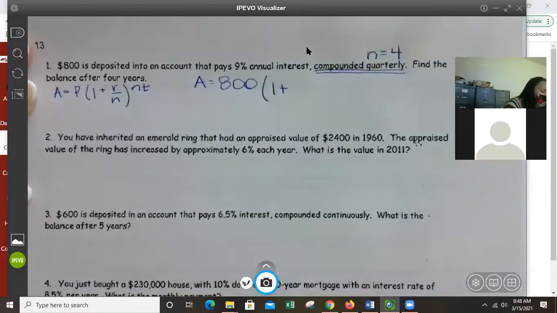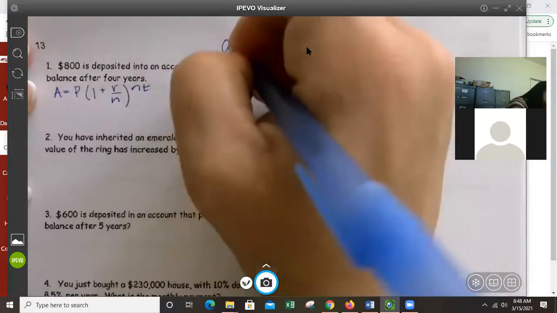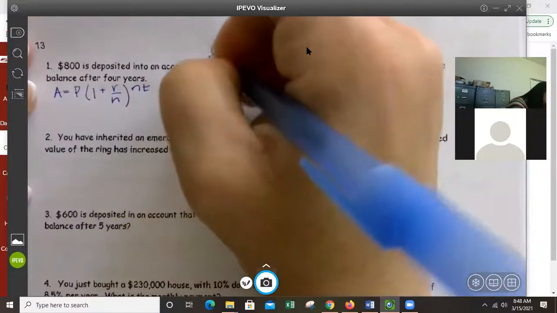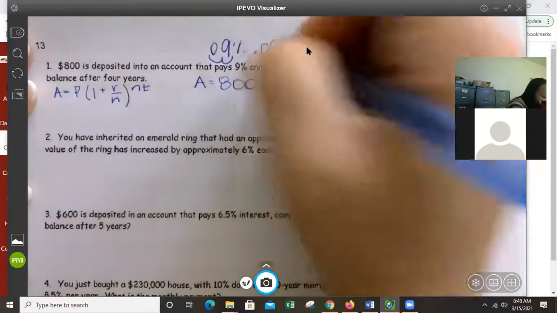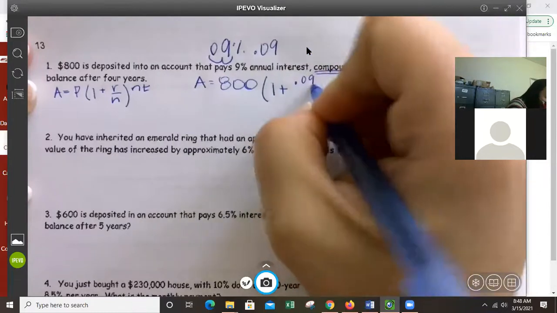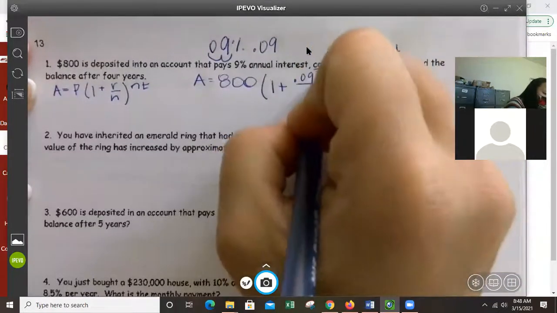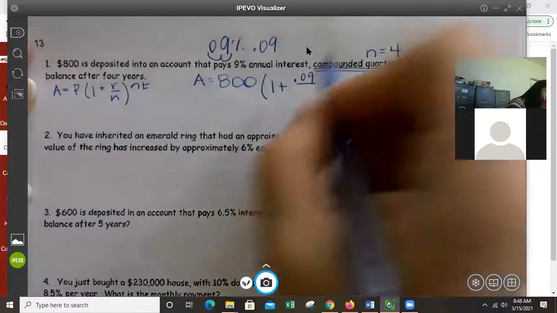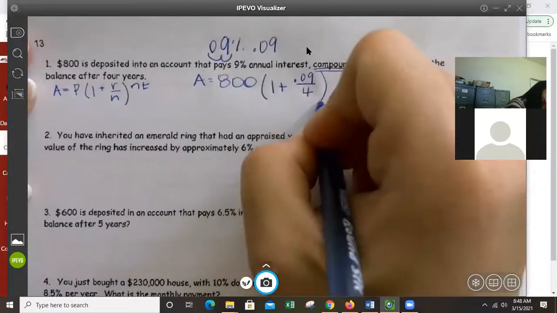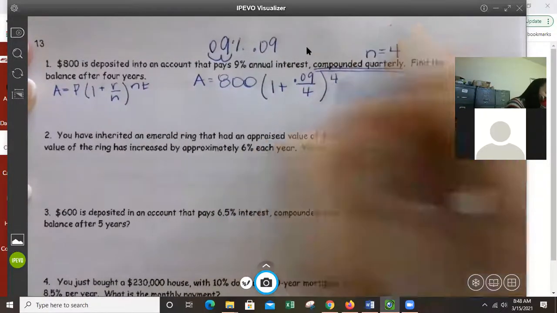One plus, what's our rate? Remember, your rate is your percentage. So what's our percentage? 9%, and we're going to change it to a decimal, so 0.09. How many times a year are we compounding it? 4, because it's quarterly. Again, same thing, 4.